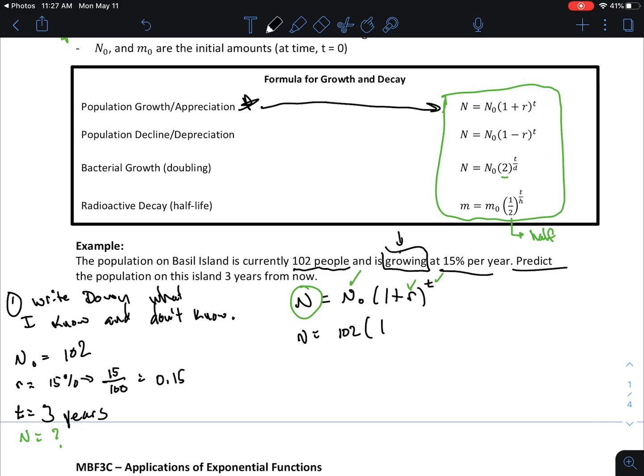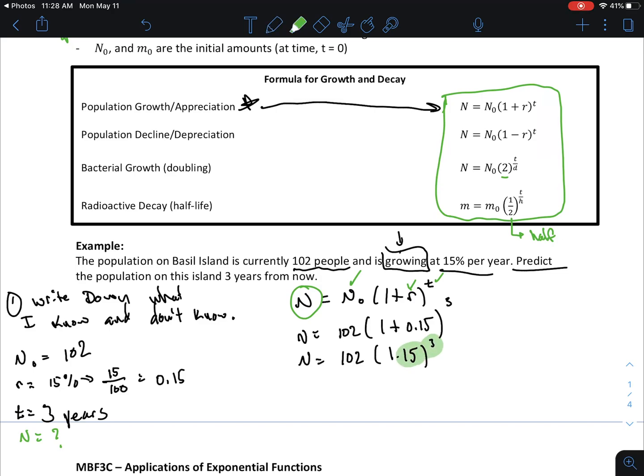So let's plug in our information. I'll show you how to do this. This is actually not too bad. So N is equal to 102 multiplied by, what do I have to plug in? 1 plus R goes in for, or R is the rate, so 0.15, and T is going to be 3. Okay, so N is going to equal 102 multiplied by, I'm going to do the math on this section inside the brackets, and that's going to turn into 1.15 to the exponent of 3.